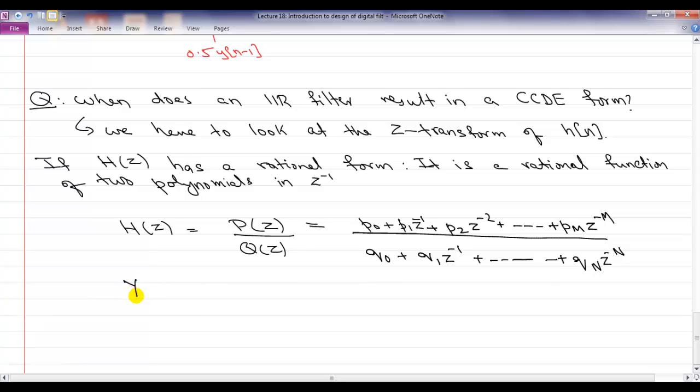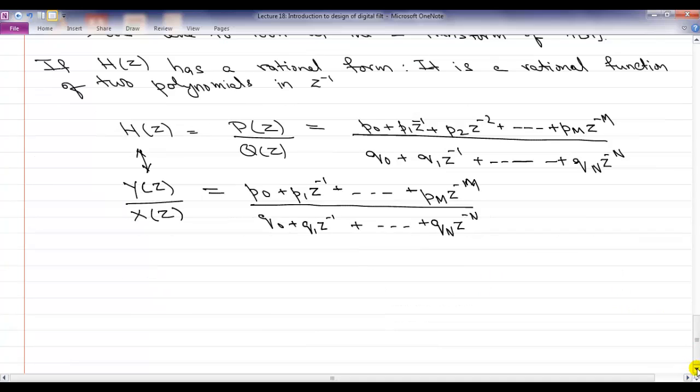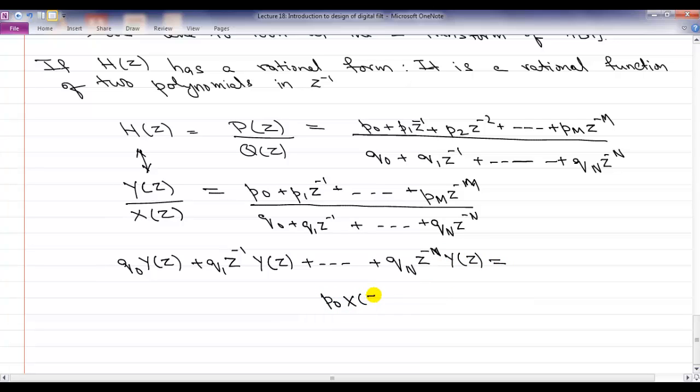Well, if you have forgotten, just say that H of z is equal to Y of z over X of z, right? And that is now equal to P0 plus P1 z inverse plus Pm z to the minus m over Q0 plus Q1 z inverse plus Qn z to the minus n. So what do I do now? I simply cross multiply and I get Q0 Y of z plus Q1 z inverse Y of z plus Qn z to the minus n Y of z equals P0 X of z plus P1 z inverse X of z plus Pm z to the minus m X of z.